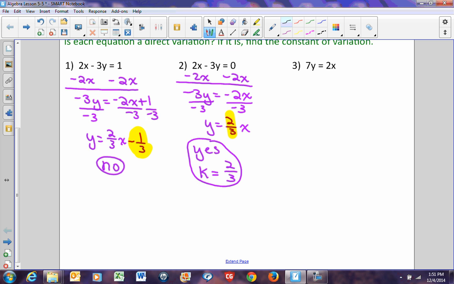Last problem up here, 7y equals 2x. It's almost in y equals form. To get it in y equals form, I have to divide by 7. So I now have y equals 2/7 x. Again, nothing after my 2/7 x. So it is a direct variation equation, and my constant of variation is 2/7.